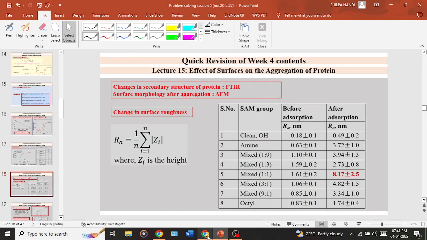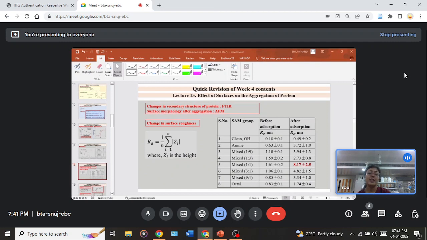Also, how will you assess protein aggregation, or know whether your protein has aggregated or not? You can perform FTIR to see what changes occur in the secondary structure of the protein. Also, you can perform AFM, that is atomic force microscopy.